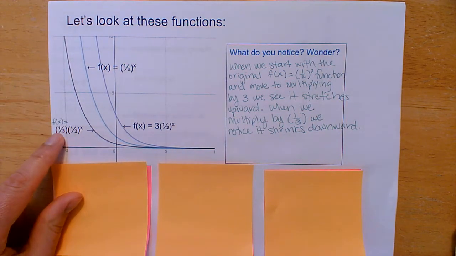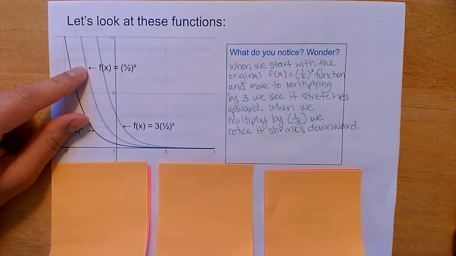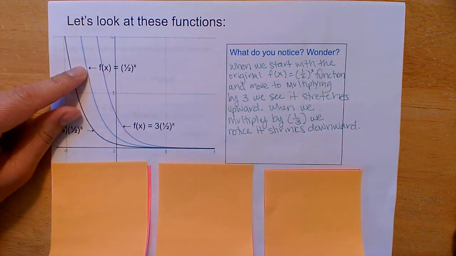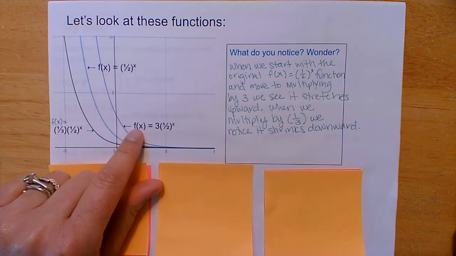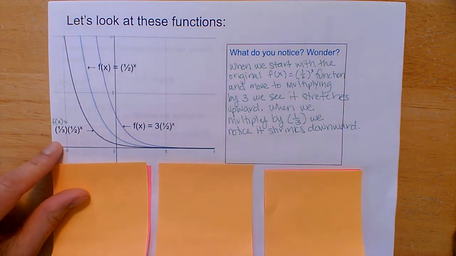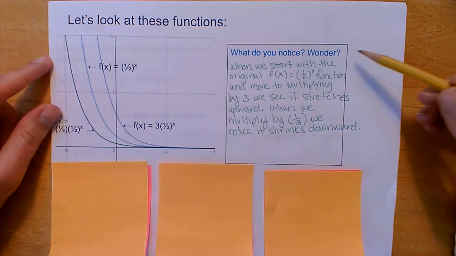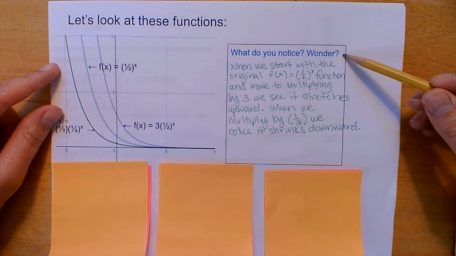The first function, which is the original, is f of x equals 1/2 to the x. Then we have a second one that says f of x equals 3 times 1/2 to the x. Then we have the last one that says f of x equals 1/3 times 1/2 raised to the power of x. Our question is, what do you notice and what do you wonder?